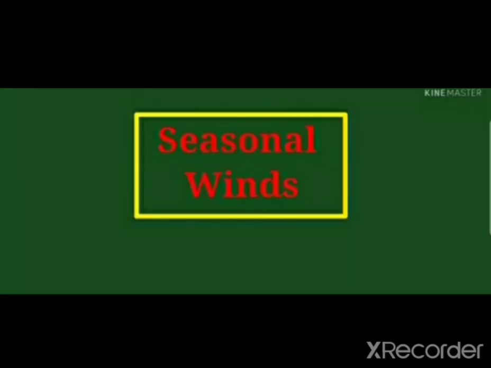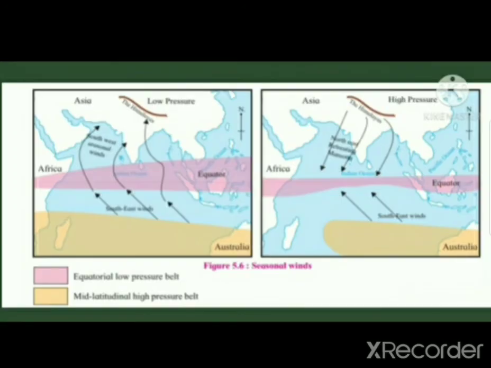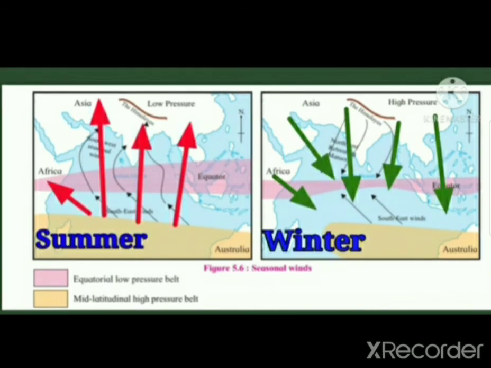Now we will see seasonal winds. What do seasonal winds mean? Here you can see the diagram. In this you can see the monsoon winds are generated due to the uneven heat of land and water in the different seasons. During summer, monsoon blows from sea to the land, and in the winter they blow from land to the sea. Two different diagrams for summer and winter are shown over here.